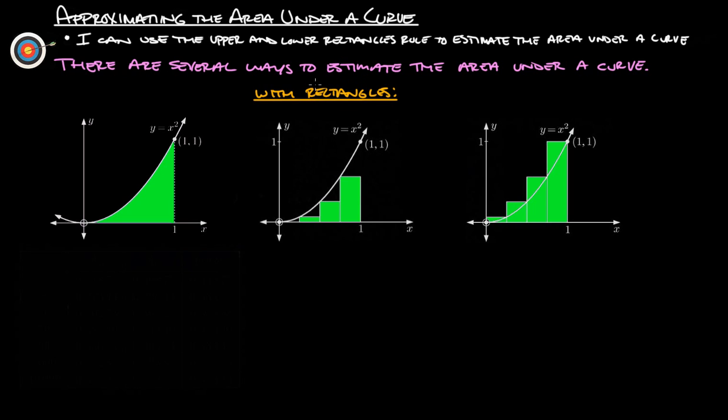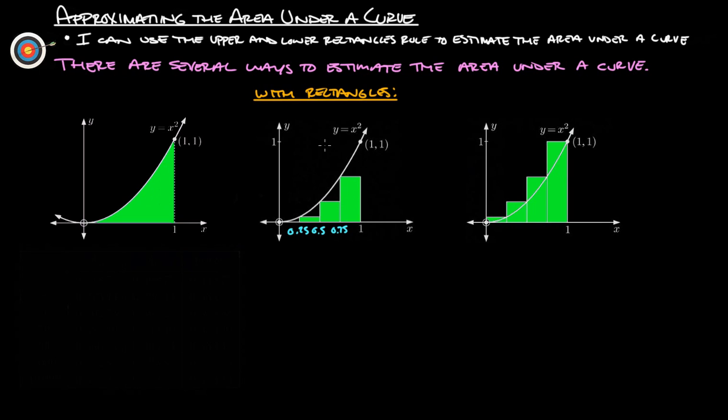With rectangles, we can cut this area into a bunch of different sections. In this case, we broke it into 1, 2, 3, 4 equal pieces. So this is 0, 0.25, 0.5, 0.75, and that's 1, right? What we're going to do is figure out the area of each one of these rectangles and add it all up, and that should give us an estimate of how much area there is in this green section.